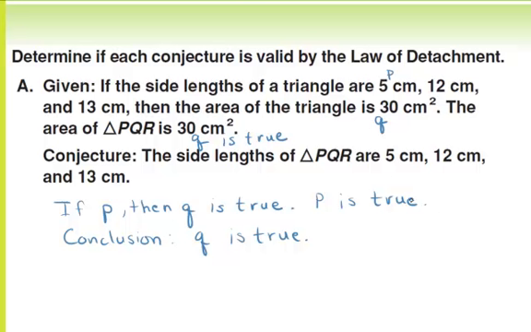So then we can draw the conclusion that triangle PQR has side lengths 5, 12, and 13 centimeters. So that is P is true. So this does not follow the law of detachment, because the law of detachment says if P then Q is true, and then P is true, but here we're given that Q is true. So it would be an invalid use of the law of detachment.